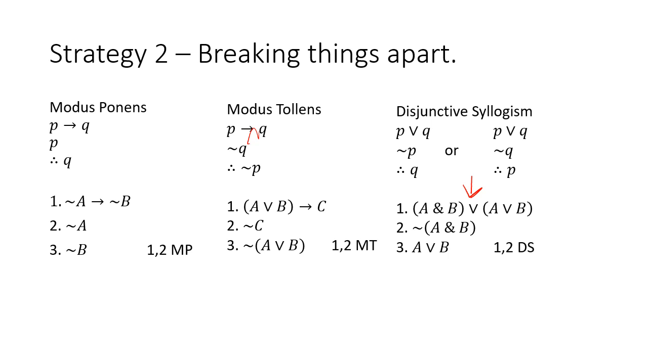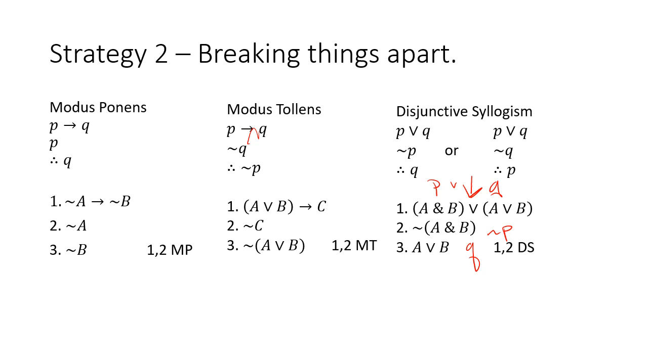And so this should be understood as P or Q. And in this case, we have the negation of P. So what that allows us to get is Q. So there's the three rules then that sort of break things apart.